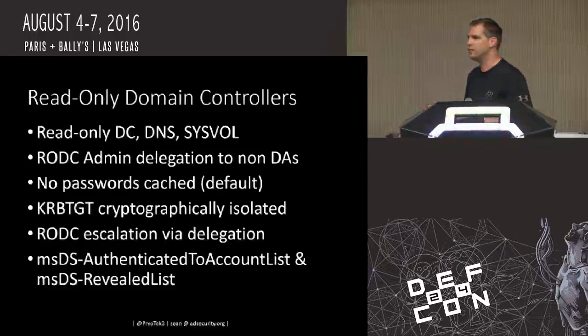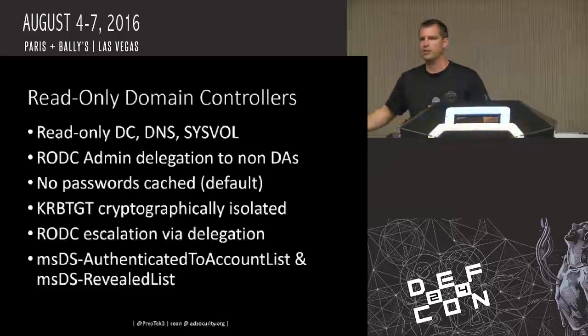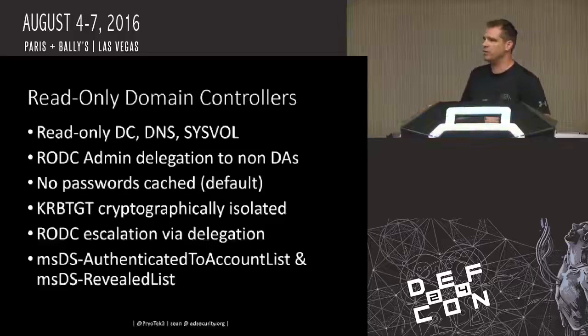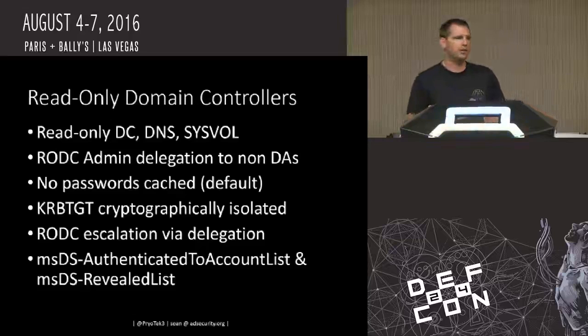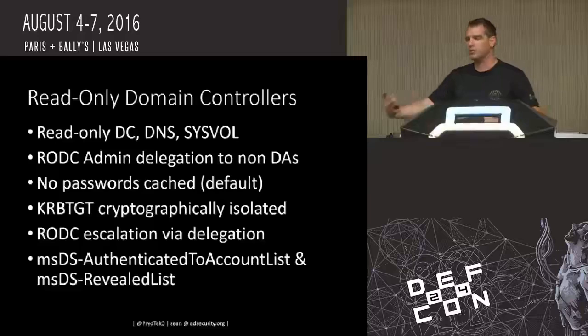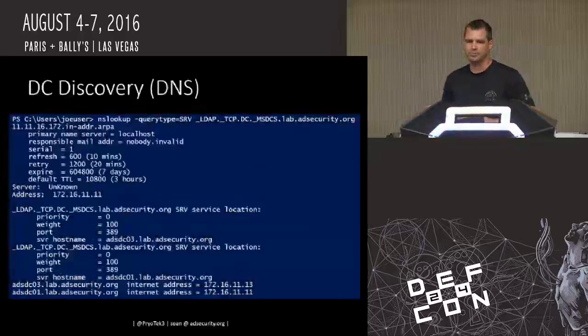There's two really interesting attributes with read-onlys. Authenticated to account list. These are all of the accounts that have authenticated to the read-only domain controller. It doesn't mean their passwords are on it. That's the revealed list. So if you run into an environment with read-only domain controllers, enumerate the membership or the values that are in the revealed list attribute for the read-onlys. And then you'll know all the passwords that are on there. Technically, the environment and the administrators are supposed to add admins to the denied RODC replication group, but they don't often do that. And admin accounts can end up on read-onlys.